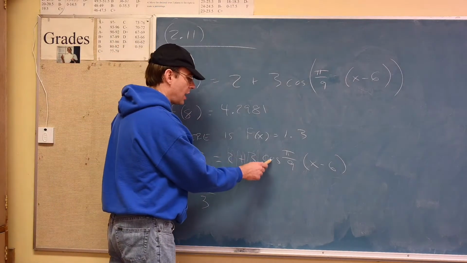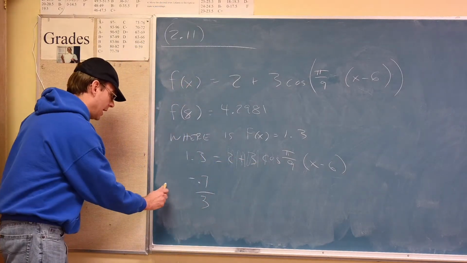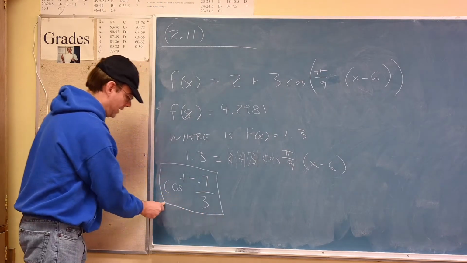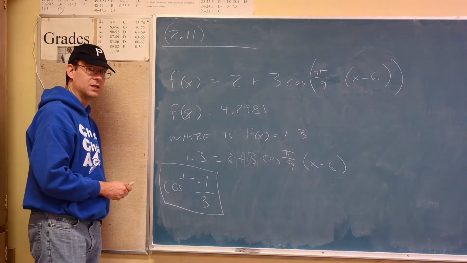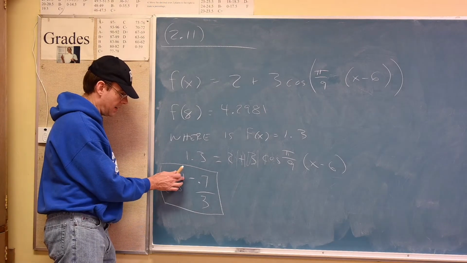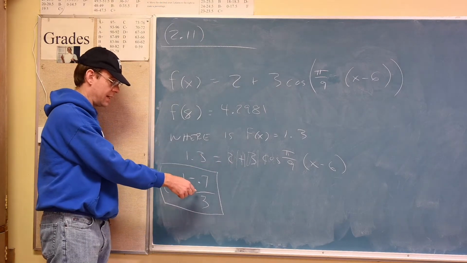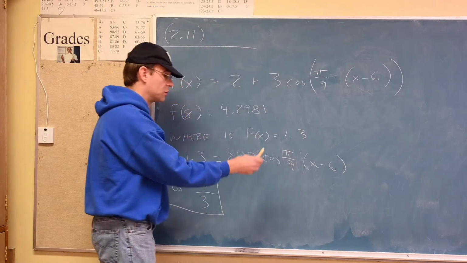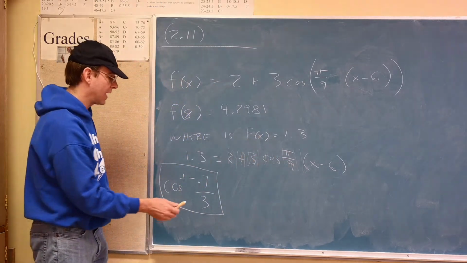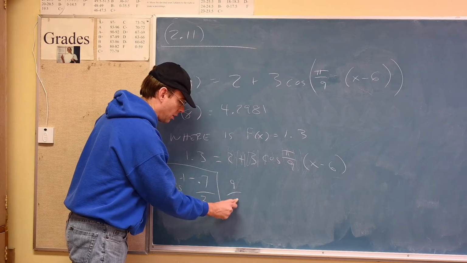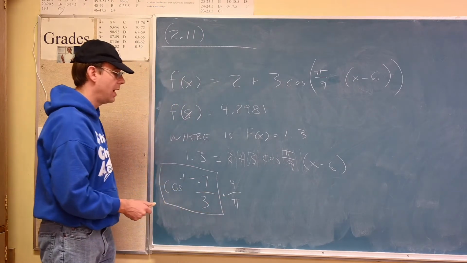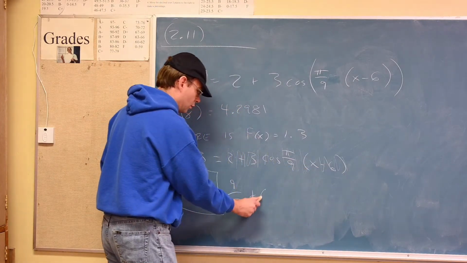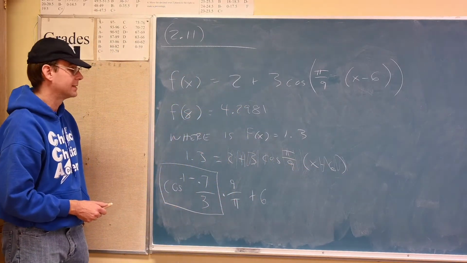Then what eliminates cosine is inverse cosine. Inverse cosine, I'm going to put a box around this, and we're going to come back and have a conversation about inverse cosine in a minute. But we do inverse cosine to get rid of cosine. To get rid of a fraction that's multiplying, we'll have to divide that fraction, which is going to flip it. So we're going to multiply by 9 over pi. And then to get rid of the minus 6, we're going to have to add 6.